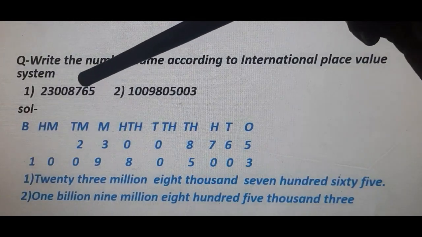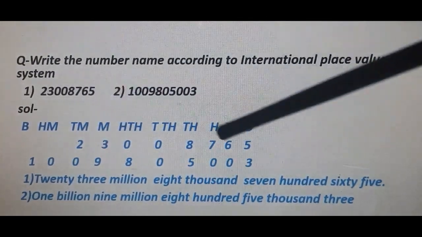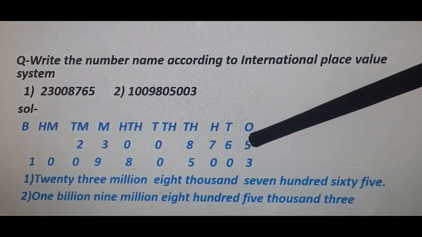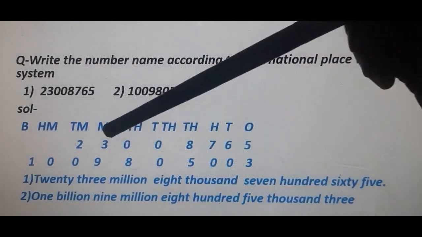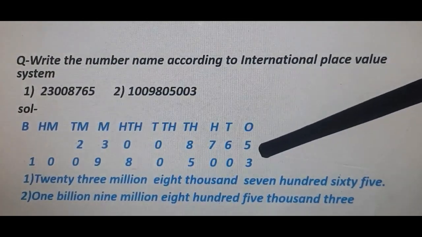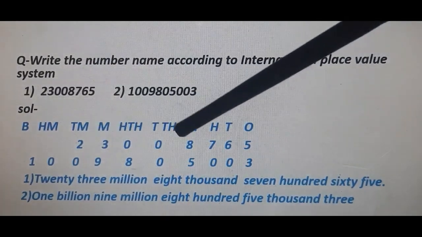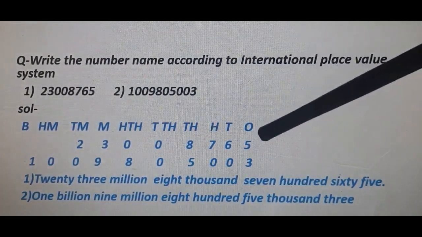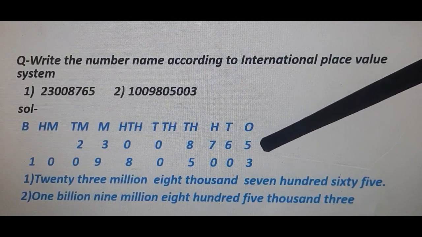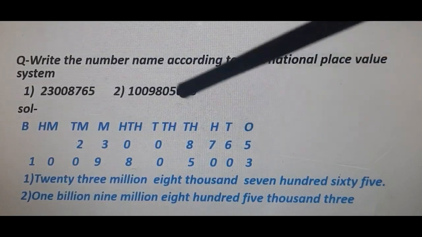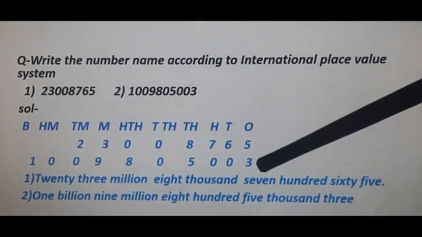So first number we will write down. Write very very carefully. 1 digit below 1 place. Okay. Now read this number. It is 23,08,765. Understood? Now write down the second numeral here carefully.